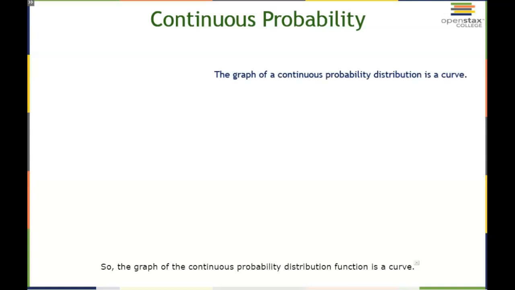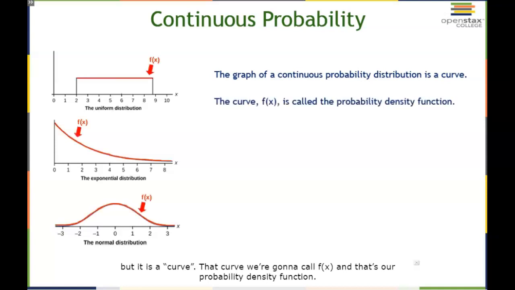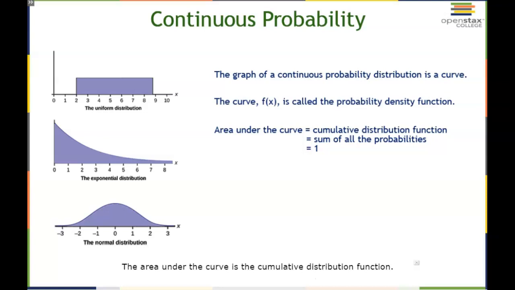So the graph of a continuous probability distribution function is a curve. It may not look very curvy depending on what type of distribution we're working with, but it is a quote-unquote curve. That curve we're going to call f of x, and that's our probability density function. The area of the curve is the cumulative distribution function. It's the sum of all of our probabilities. And of course, the sum of all of our probabilities better add up to 1.